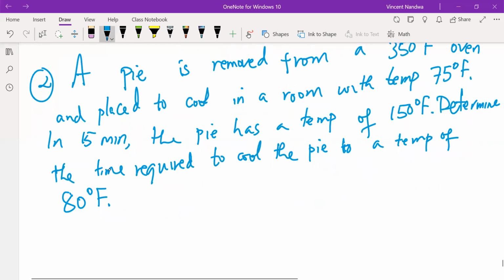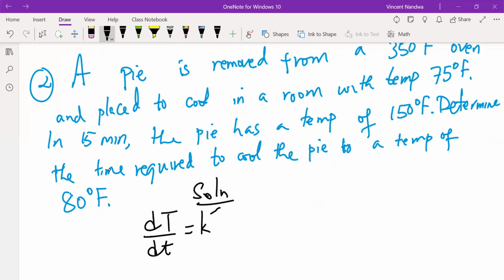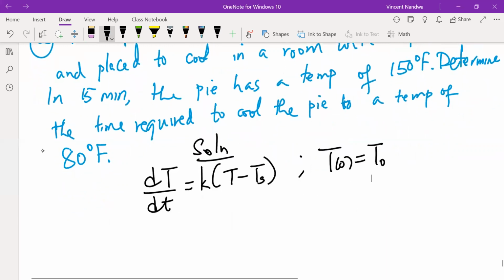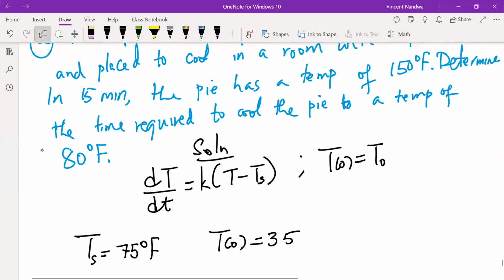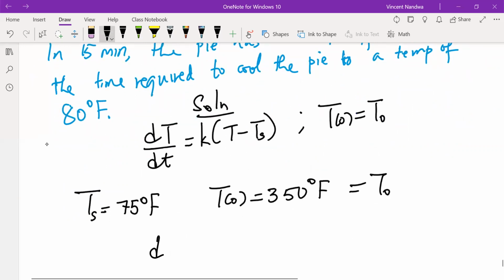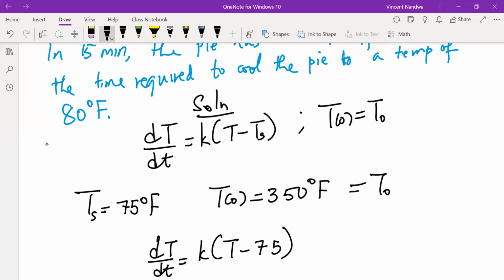So in this case, we know that the model that defines this situation is dT/dt equals k times (T minus Ts), with T of 0 equals T naught. Ts is the surrounding temperature, or the room temperature, which is given as 75 degrees Fahrenheit. The starting temperature is 350 degrees Fahrenheit, which defines T naught. So the problem will be dT/dt equals k (T minus 75), subject to T(0) equals 350.